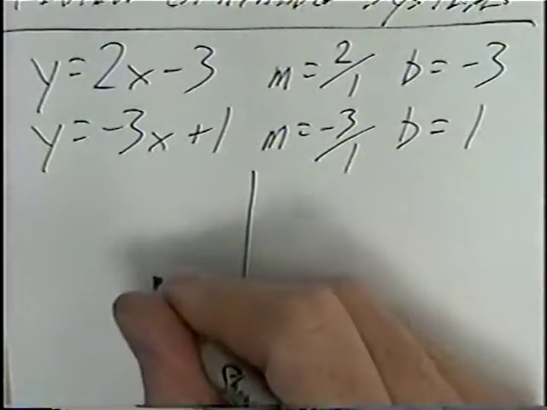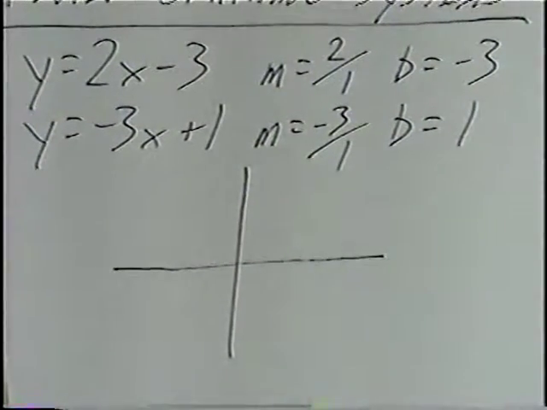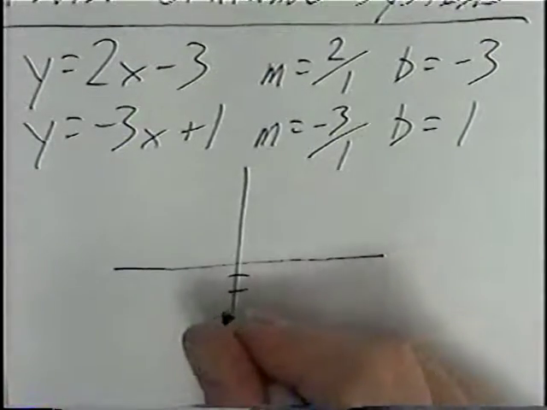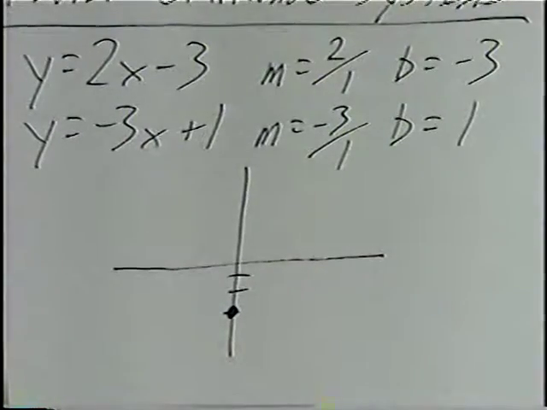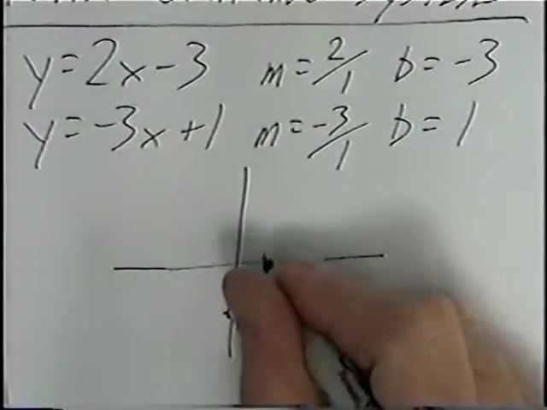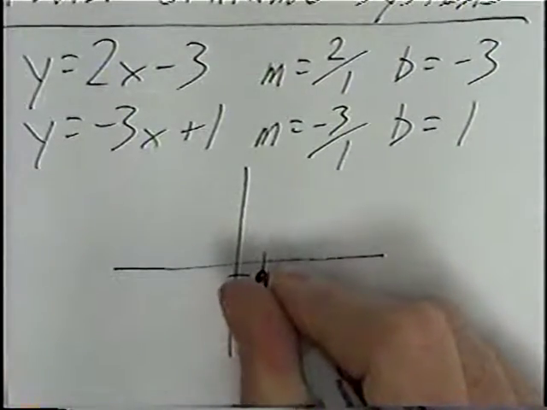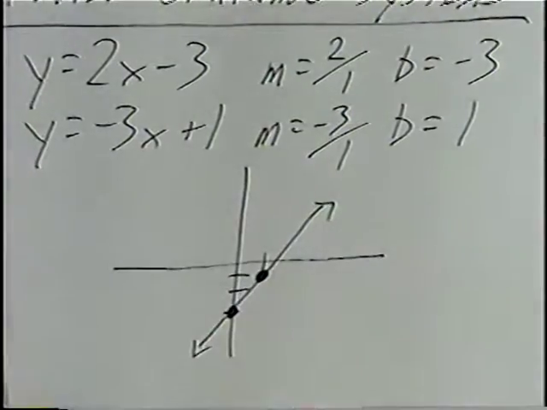Graphing both these equations, or both lines, on the same xy axis. The first equation, b equals negative 3, where the y-intercept is negative 3. So we'll start at negative 3 on the y-axis. The slope is 2 over 1. So from the y-intercept, we'll go up 2 spots and to the right 1 spot. Connecting both those points will be the line for the first equation.